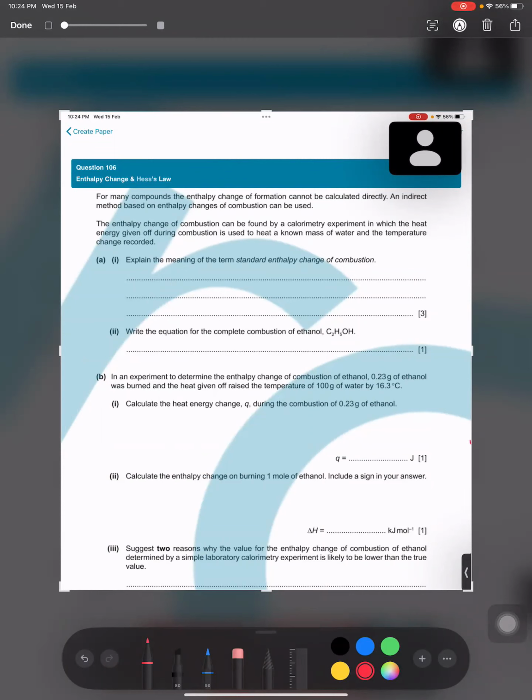First of all, they are saying that for many compounds, the enthalpy change of formation cannot be calculated directly. We know that an indirect method based on enthalpy change of combustion can be used. The enthalpy change of combustion can be found by a calorimetry experiment in which the heat given off during combustion is used to heat a known mass of water and the temperature change recorded. We know that we did this, right?